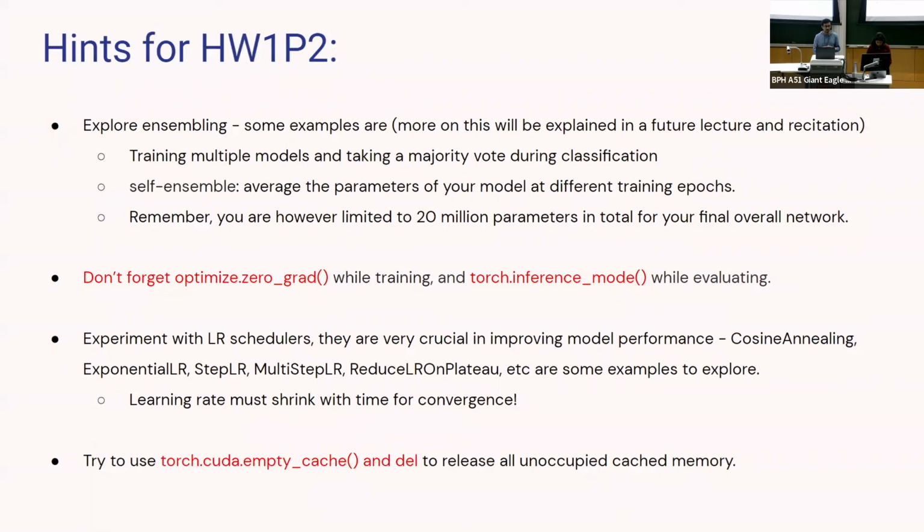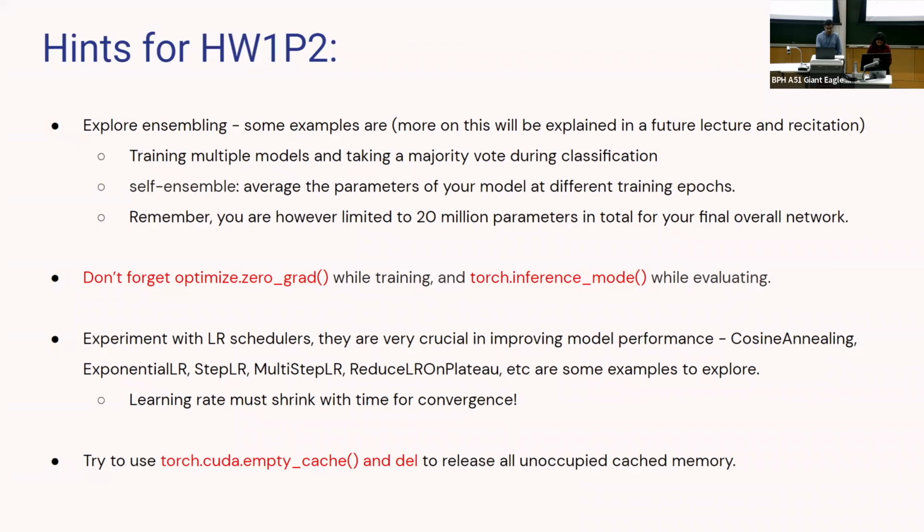So if you can train multiple models, say weak learners, and then have a majority vote during classification, you have to ensure that all of the parameters of those individual models still stick to the 20 million parameter limit if that's what you're going to be using as your final overall network. More on ensembling will be covered in an upcoming recitation, but this is just to give you guys a heads up that this is something that's possible.